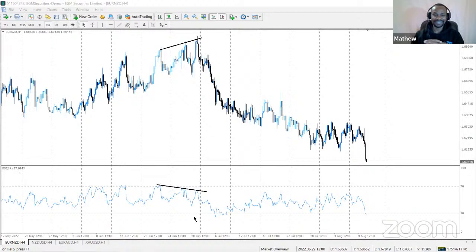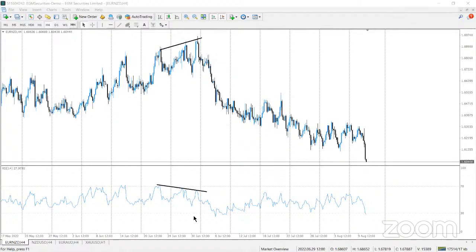Yeah, that's true. Okay, so back to what we're doing. When trying to identify price action, sometimes it can be a little bit tricky, especially if you're a newbie.